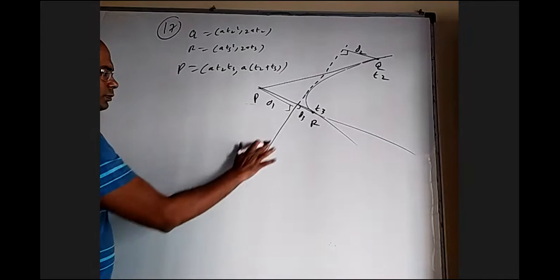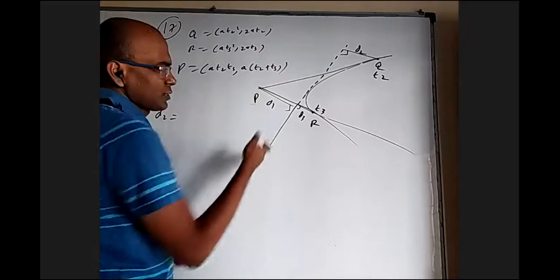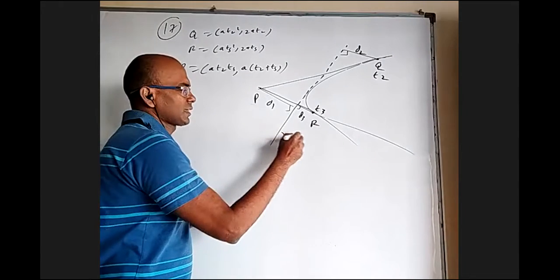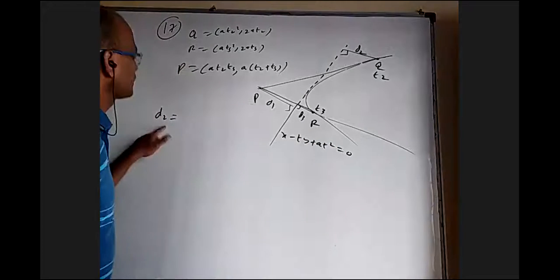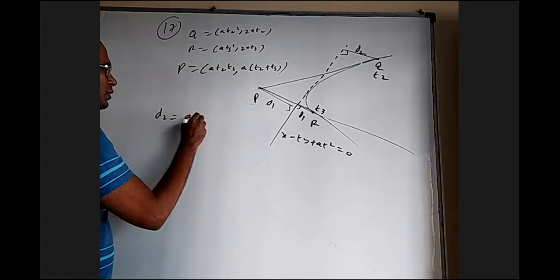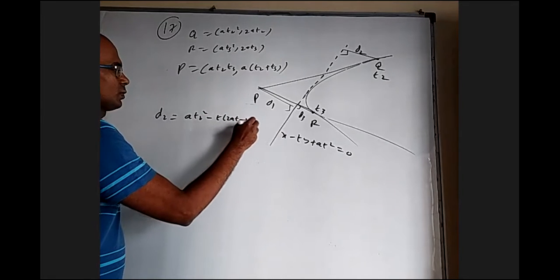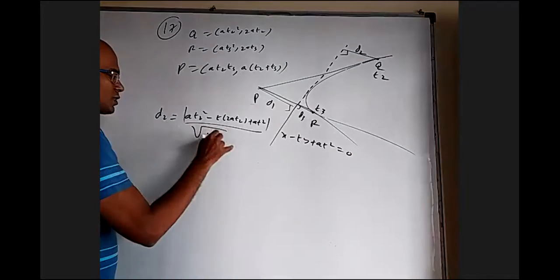Now, what is d2? Any other tangent, you can take in terms of m or in terms of t. I want to take this as x minus ty plus a t square equal to 0. What is d2? Perpendicular distance from Q to this. When I substitute, I will get a t2 square minus t into 2a t2 plus a t square, with a mod, by root over 1 plus t square.